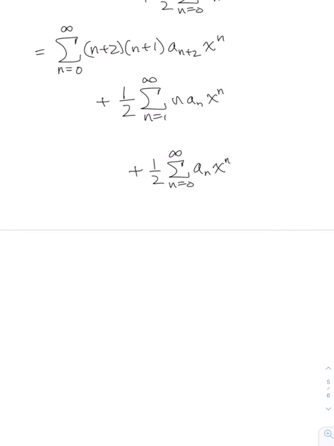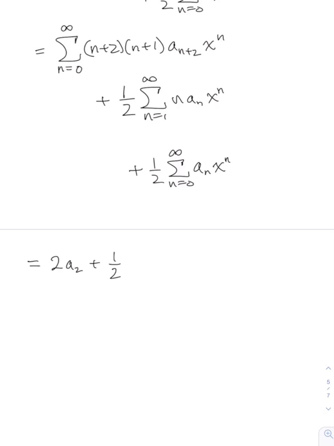And then what I'm left with is 3 series. They all start at n equals 1. They all have a common x to the n, and I can combine those. Okay? So first of all, I'll take the n equals 0 term from the first series. So that's 2 times 1 times a2 times x to the 0. Then I'm going to take the 0 term from the third series. So that's going to be 1/2 a0.